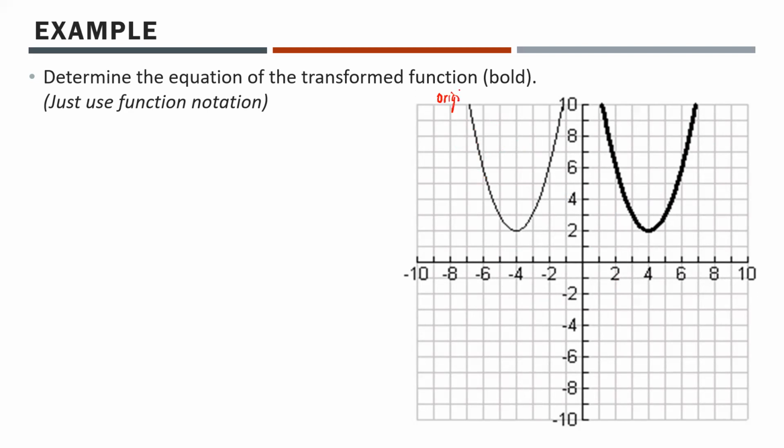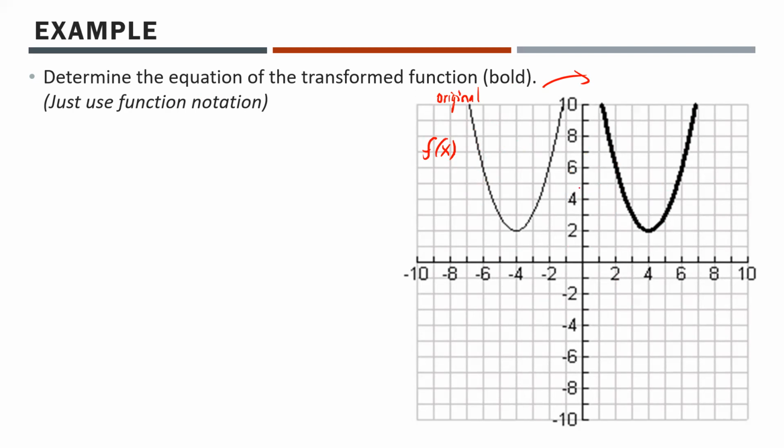So this is the original. And we moved it over here to the bold one. Now it does give us a little note here, just use function notation. In other words, don't worry about making a literal equation notation. I know it says equation here, but we want it in function notation. So if this original is our f of x, how could we express what happened to turn that into this bold function?